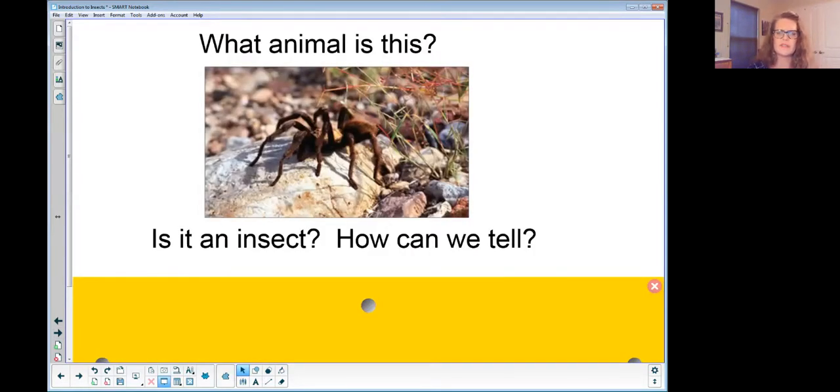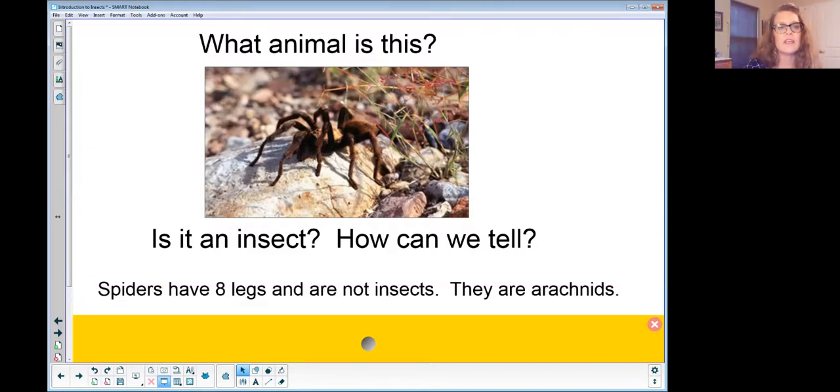What animal is this? Do you know the name of it? Is it an insect? How can we tell? Well, we know that insects have 6 legs, so let's count the legs on this animal. 1, 2, 3, 4, 5, 6, 7, 8. So we know it's not an insect. It's actually a tarantula and it's a spider. Spiders have 8 legs and they are not insects. They are what we call arachnids. Can you say that word? Arachnid.